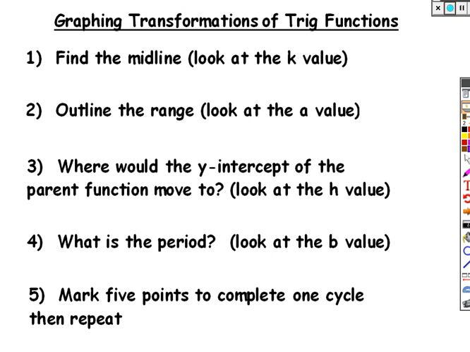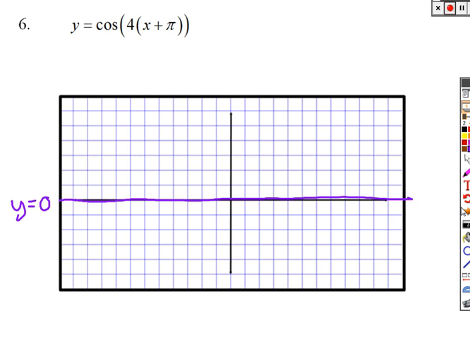Second step, now we're going to outline the range. So I want to look at the a value. Is there some number out front that I'm multiplying the trig function by? And here it's just 1. So if there's nothing out front, it's like there's a 1. That means that your amplitude is 1.